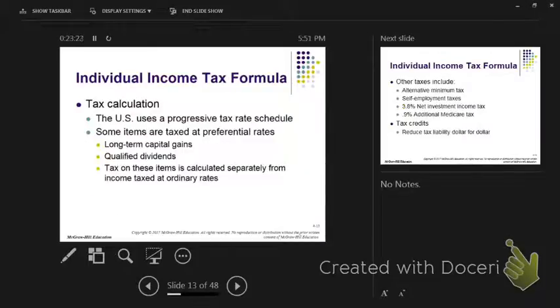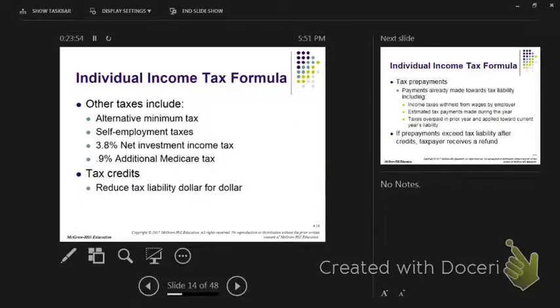All right, so then we look at our tax calculation. We already talked about that we're progressive, meaning the more money you make, the more tax you pay. And then we had our preferential rates, which I've already talked about, long-term gains. If you have your investments in long-term and you sell them, you get a preferential rate. Qualified dividends are a preferential rate. And tax on these items is calculated separately, which is what makes it hard for you guys sometimes to get that right tax rate. It also makes it hard for me to grade your tax projects sometimes because I have to go figure out what you did if you don't have the right tax rate.